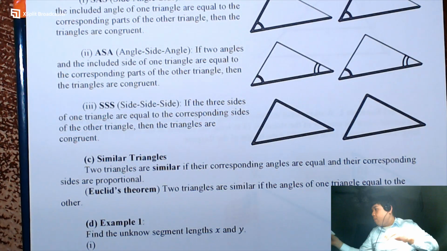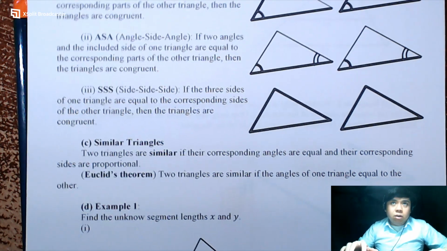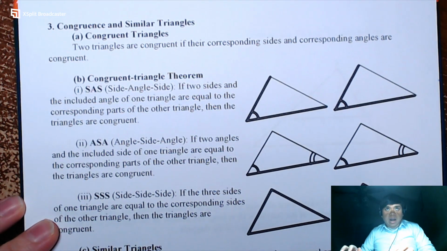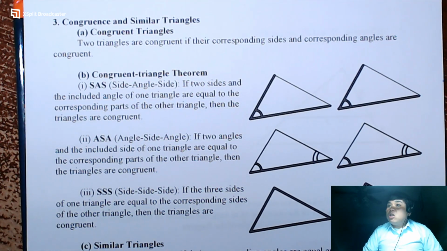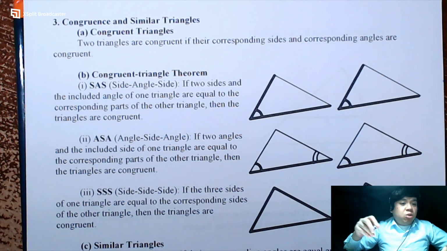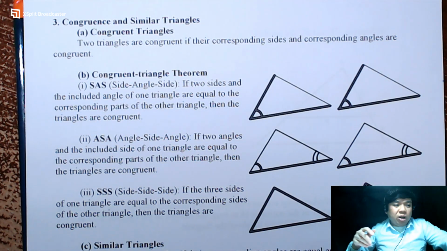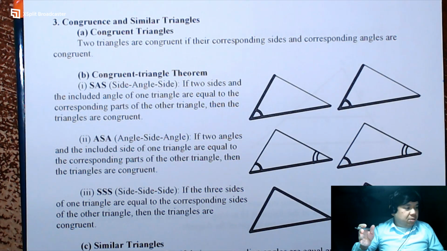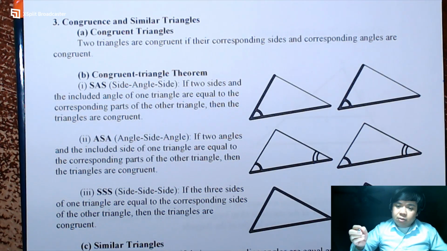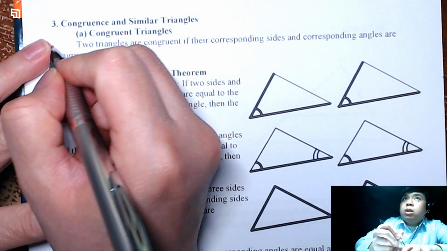Right. Next we have two triangles that are congruent. Congruent meaning equal, pretty much. So that's the reason they call it congruent, kind of like the shapes are the same.